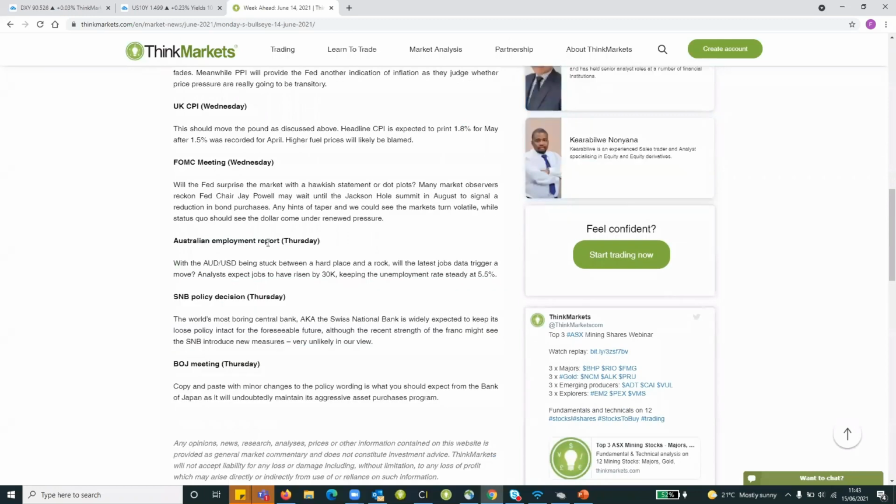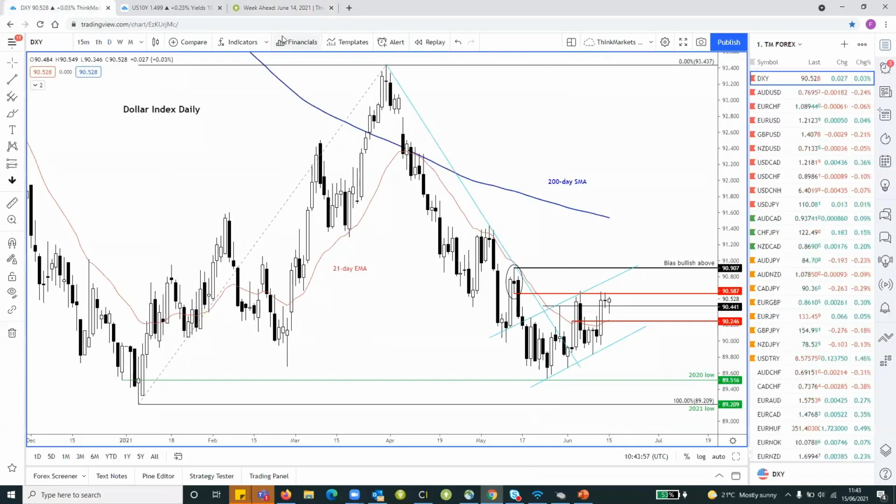On Thursday, we have the employment report from Australia, very important for the Aussie dollar, which has been going sideways. So we could see a breakout in the Aussie on Thursday, because by then we will have also had the FOMC meeting. Two other central banks at the end of the week, the Swiss National Bank and the Bank of Japan, are not going to do anything, are they, Victor? No, I don't see them doing anything, except reiterating that they're strongly committed to their dovishness, to keeping rates as low as possible.